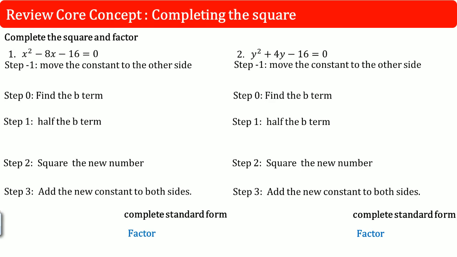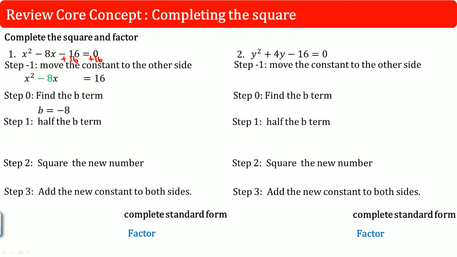We're going to review the core concept from part 1. Notice these two problems look exactly the same except for the b term. The b terms are exactly different. So you're going to see how the answers are completely different based on just the b term. First of all, you want to move the constant to the other side. So you're going to add the 16 to the other side. The reason why is now it allows us to complete the square.